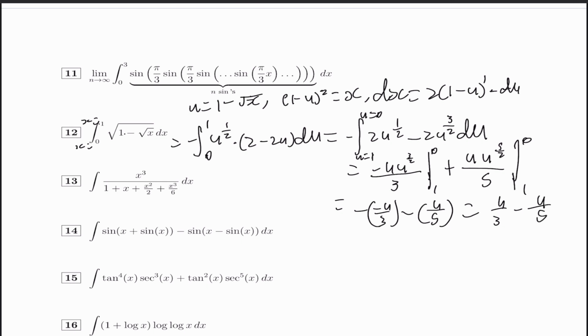Get a common denominator here. You get 20 over 15 minus 12 over 15, wait, what am I saying? This is 12 over 15, and this is equal to 8 over 15. So I haven't checked this yet, but this should be our answer. Our answer should be 8 over 15. This looks correct to me.